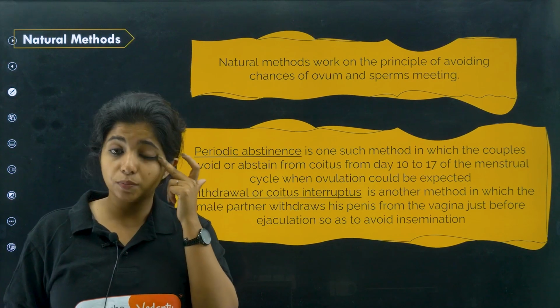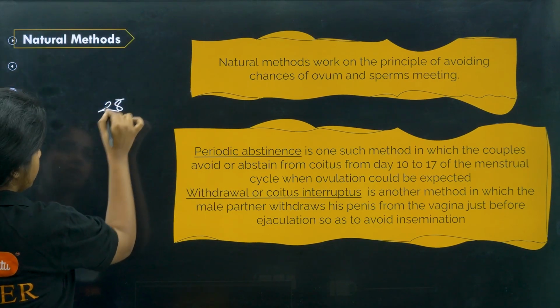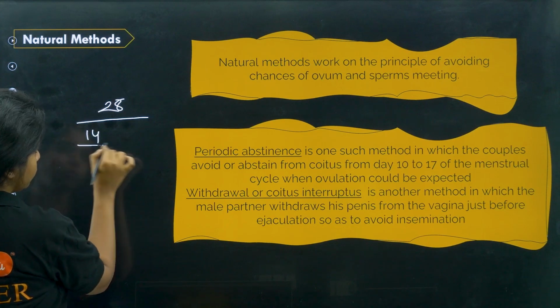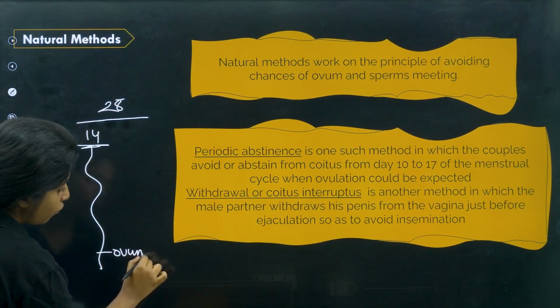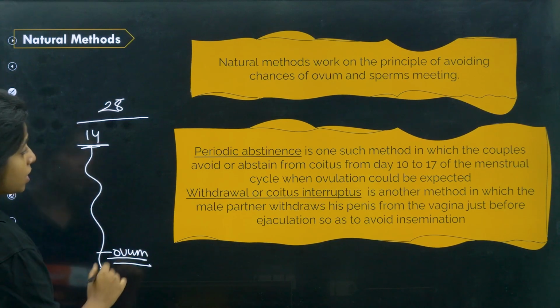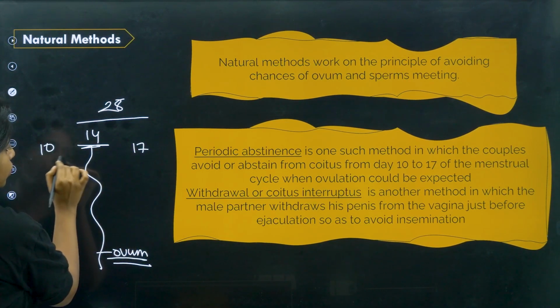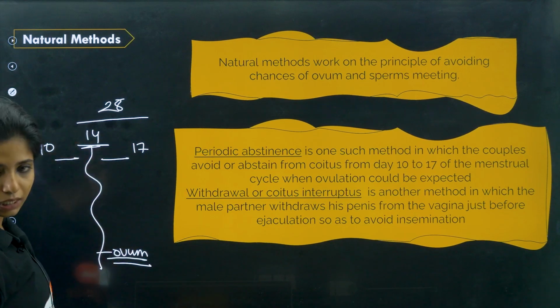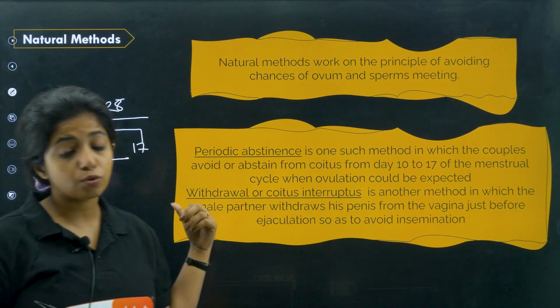Periodic abstinence means, your menstrual cycle is there for 28 days. Within the 28 days, the 14th day, the middle of the cycle, is when the ovum is being released. But for some females it can be released on the 11th day or the 16th day also. So from day 10 to day 17 is very risky because ovum will be there.